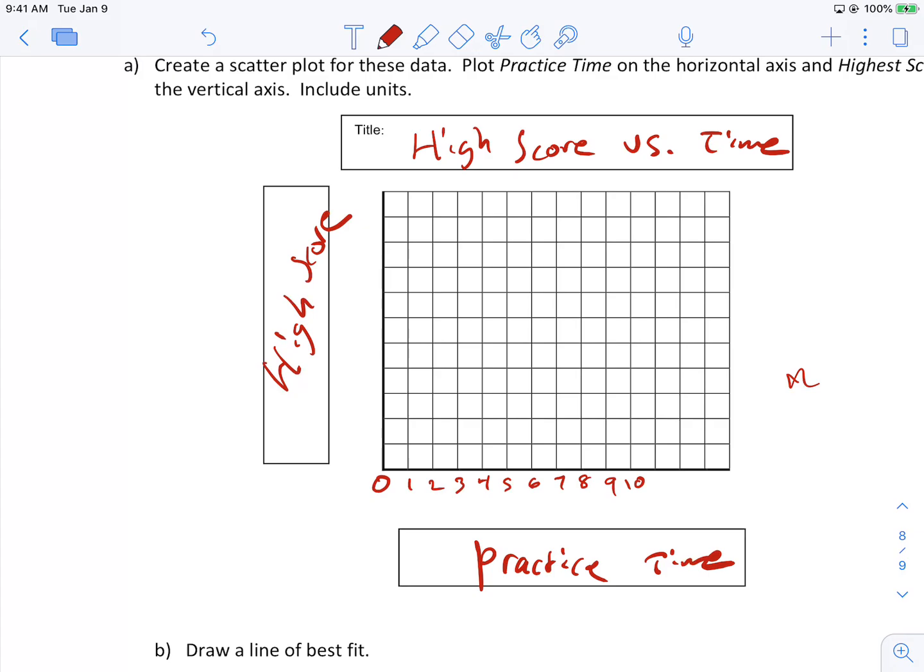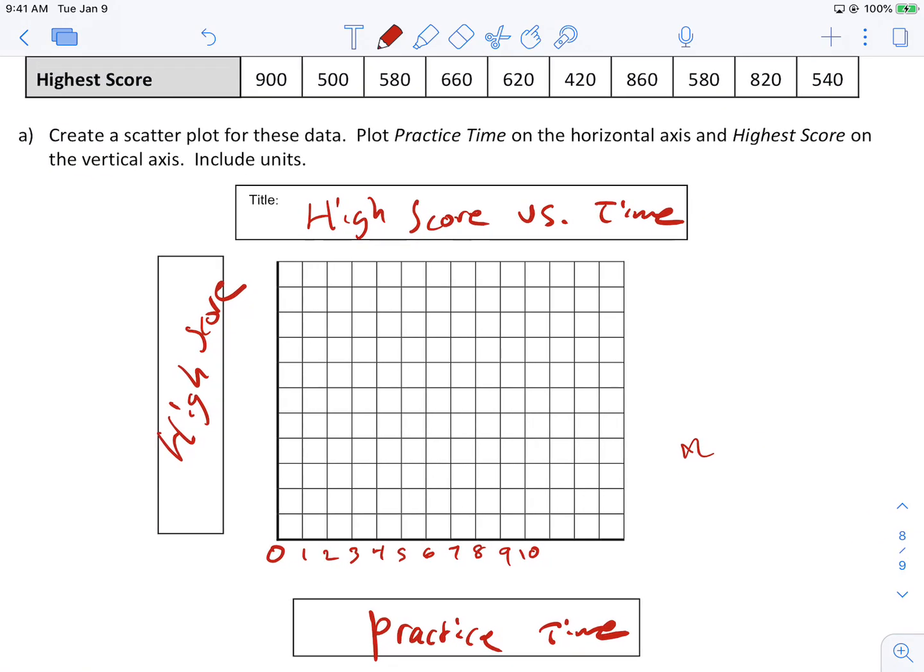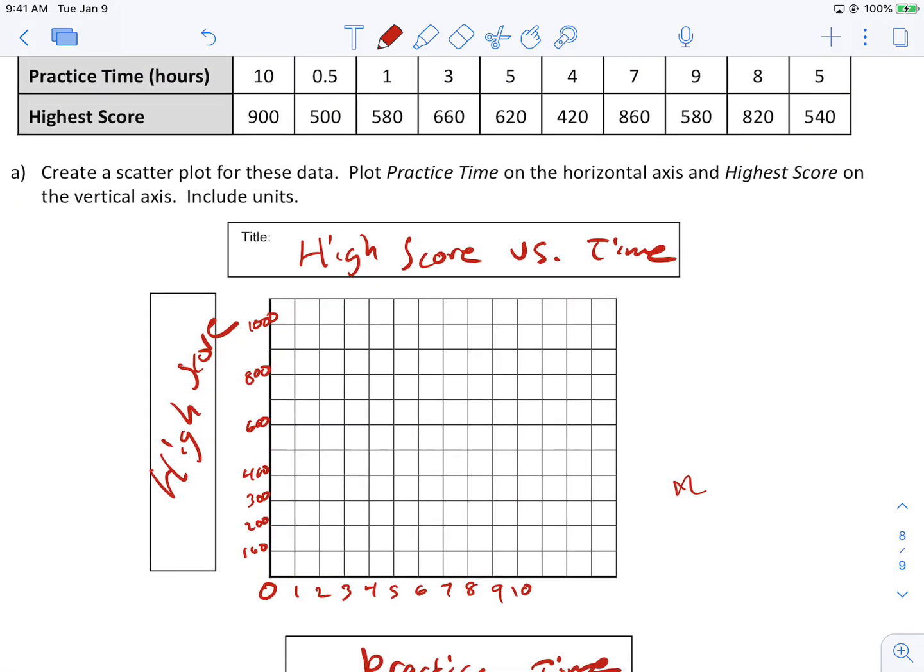Okay, so with our high score going all the way up to 900, let's take a look. So we want to start maybe 100, 200, 300, 400, I'll start skipping 600, 800, and 1,000. Okay, so let's start plotting some of these. So at 10, they got 900. Oh, I'm off already. Let's try that again. So if I follow that line of 10 up, they got 900. At half, they got 500. 1, they got 580.